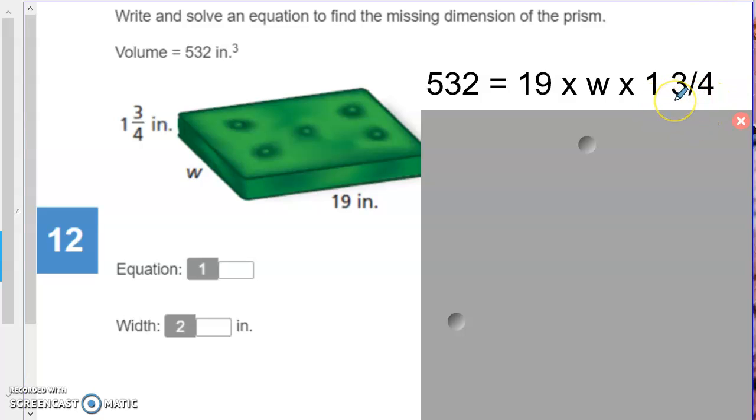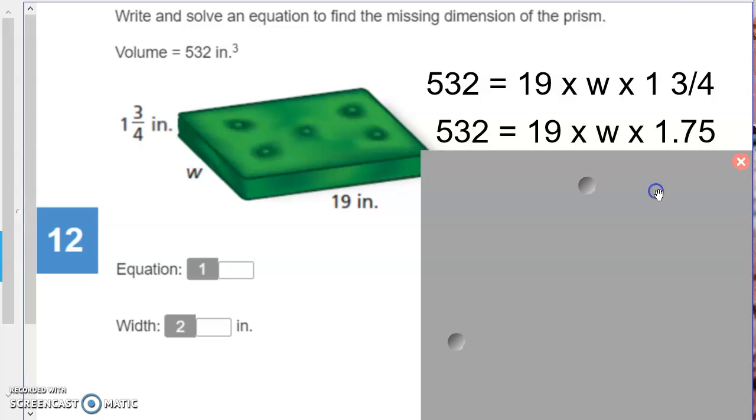Now 1 3/4 is a little bit tricky to work with, but I can just turn that into a decimal and actually makes it a little bit easier. 1 3/4 would actually be the decimal 1.75. If you typed this into that equation box, we would check it and we would see that you had the right answer because 1 3/4 and 1.75 are the same thing. Now I want to solve for the width.